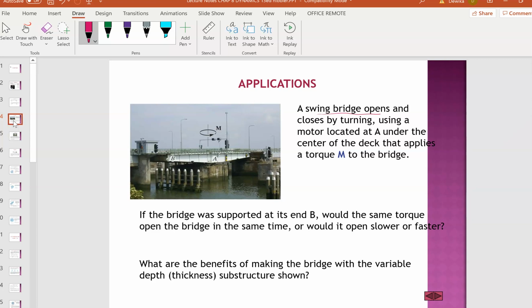One of them is the swing bridge that opens and closes by turning. They use a motor located under A. This kind of bridge is rare in Malaysia. I don't think we have any, but countries with lots of canals have this concept, where the bridge will actually turn. Some lift up, but some just totally turn to allow ships or small barges to pass through. If the bridge is supported at the end B here, would it have the same torque to open the bridge at the same time, or will it be slower or faster?